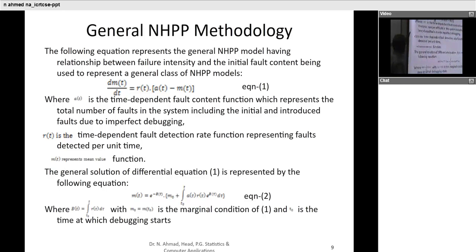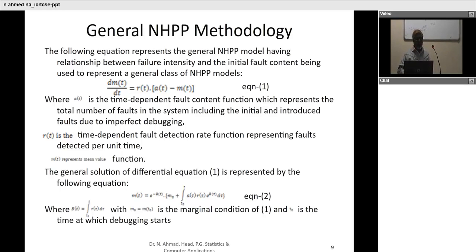So this a(t) depends on the fault content function. Then the total number of faults in the system, including the initial and the time-dependent faults. This is the value. The solution is simple, because one can solve it in the general case. With some initial condition, you get that solution. Right.